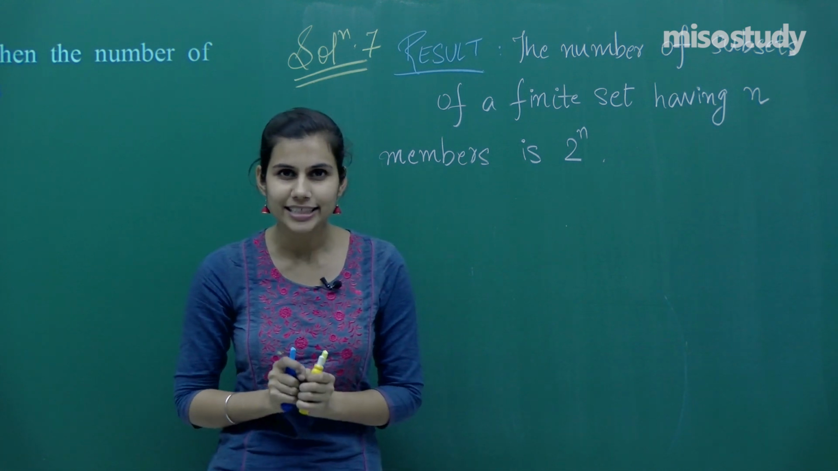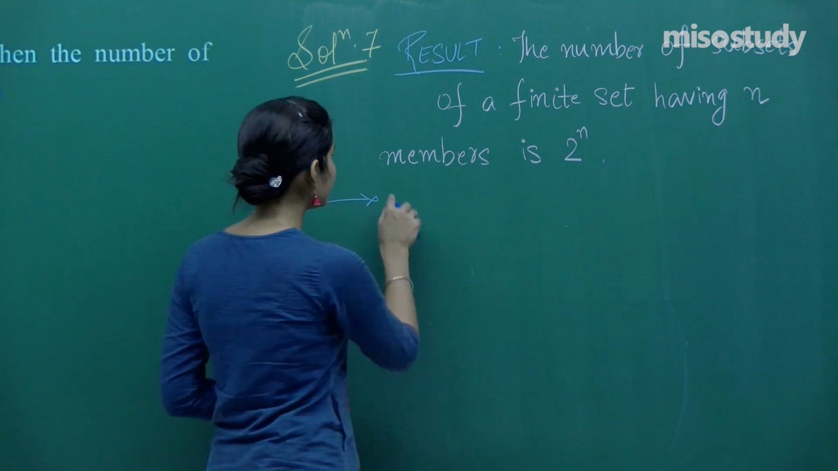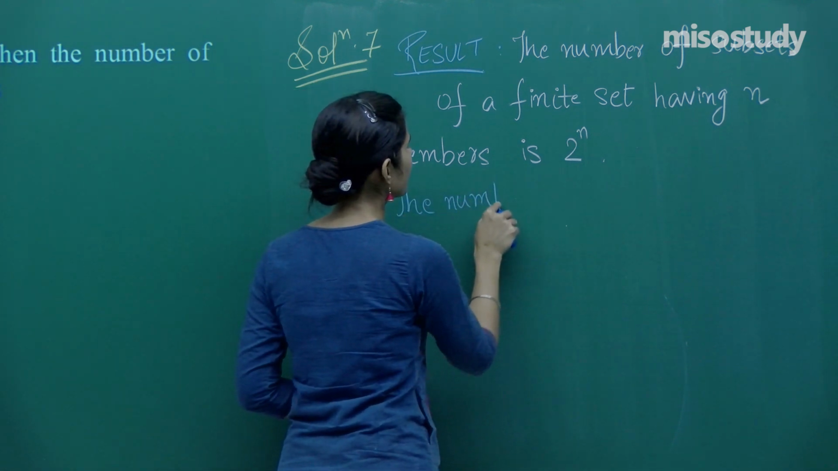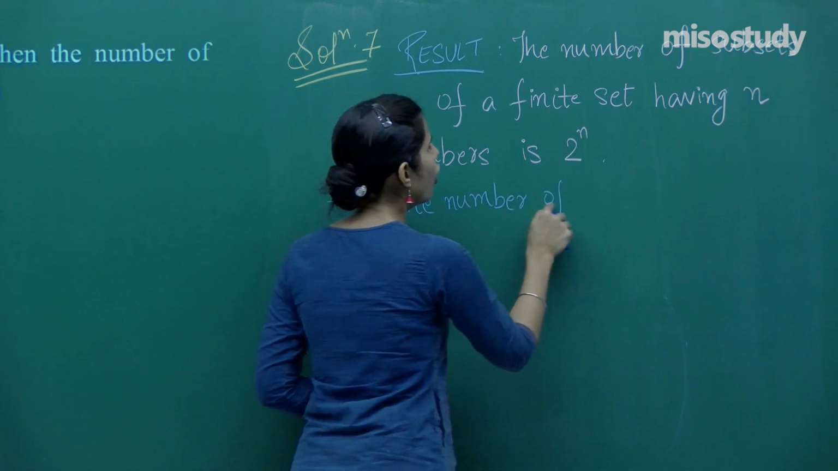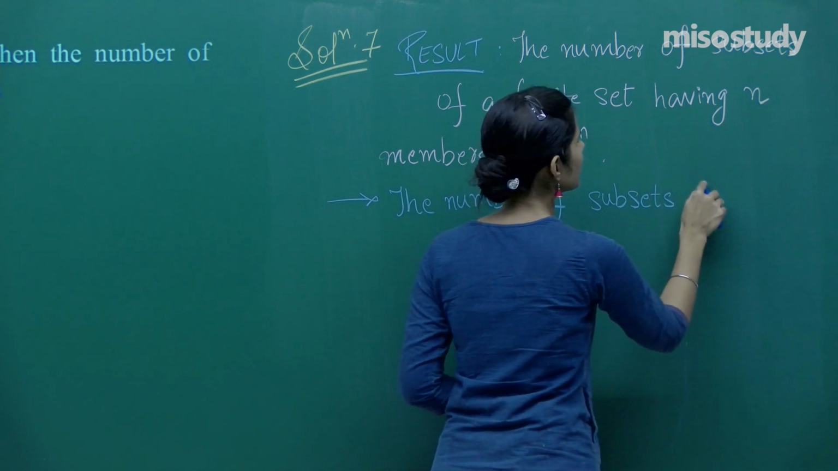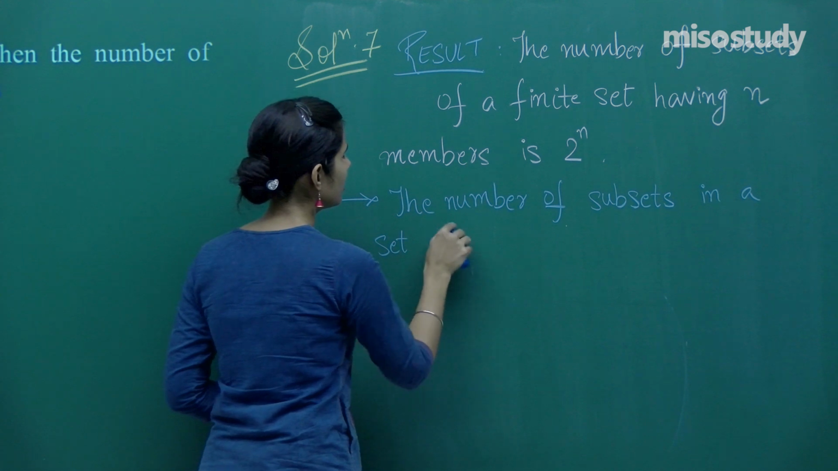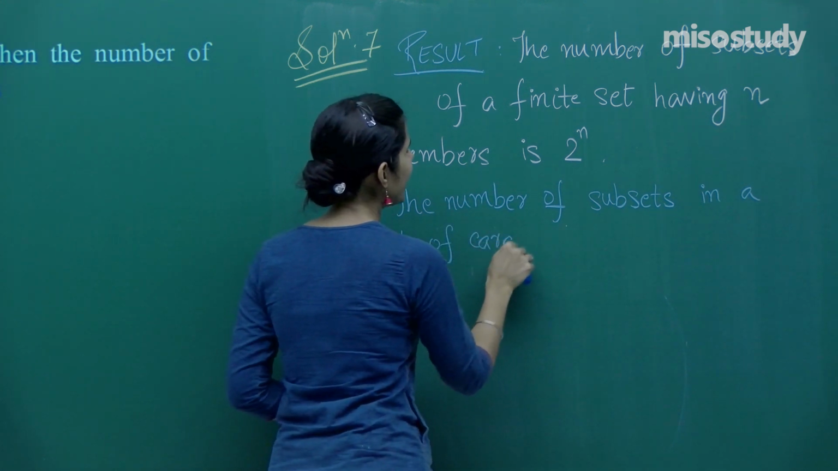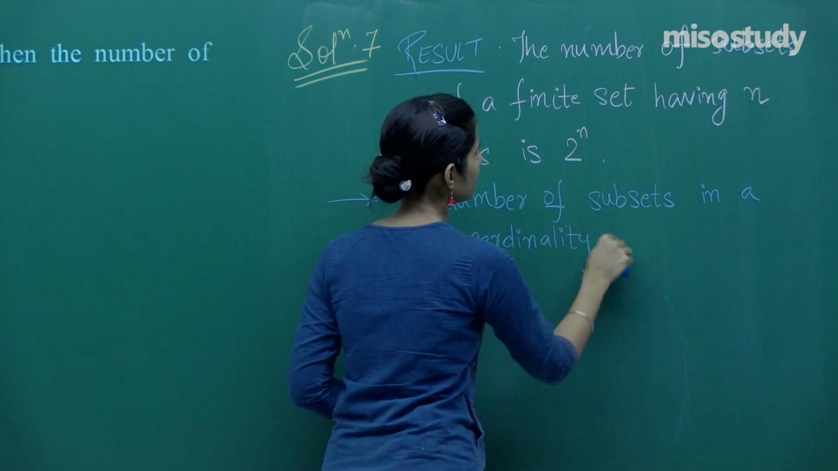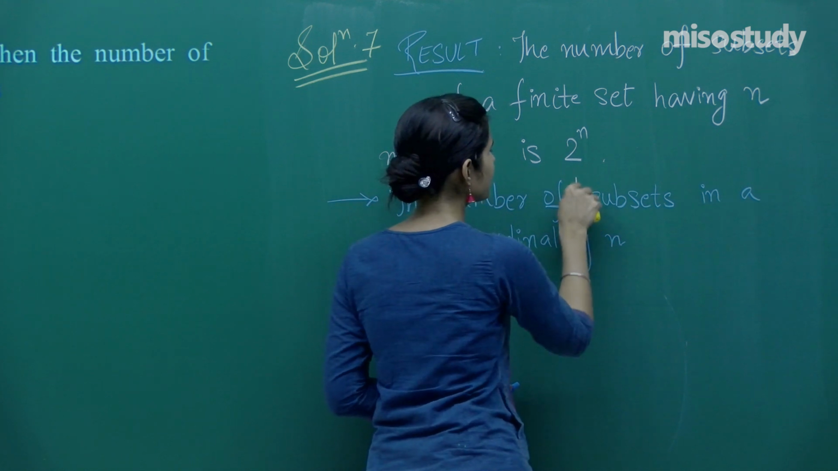And therefore, with this understanding, I am writing the number of subsets in a set of cardinality n, or maybe I should write here proper subsets.